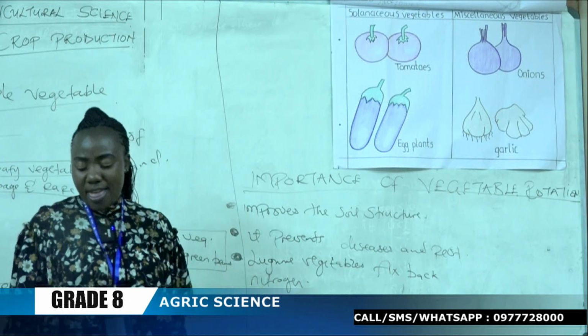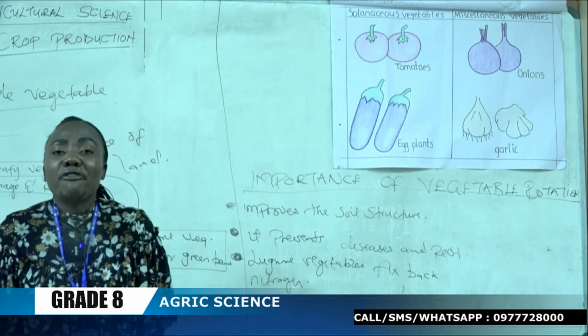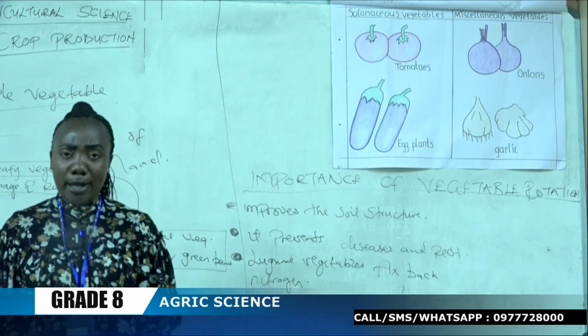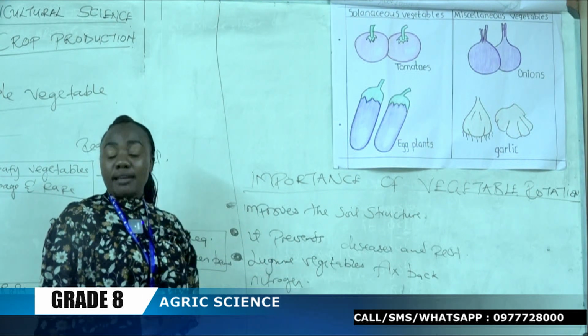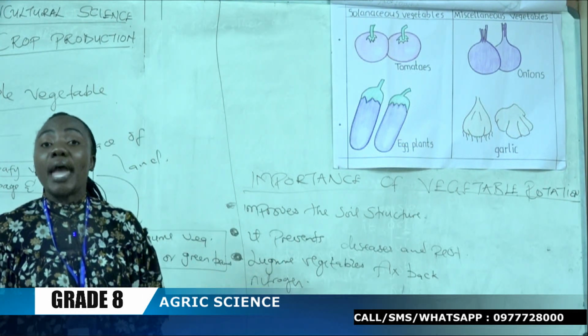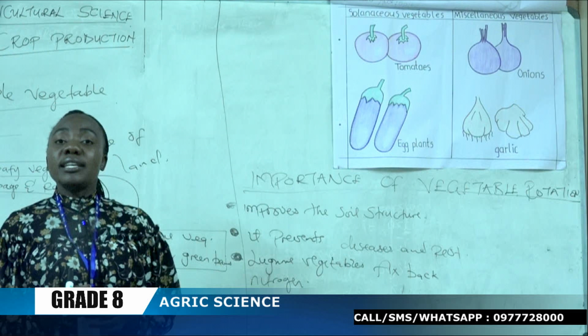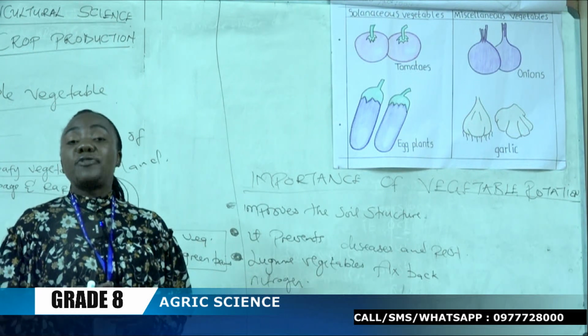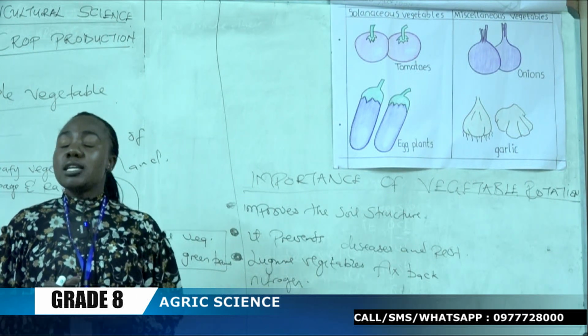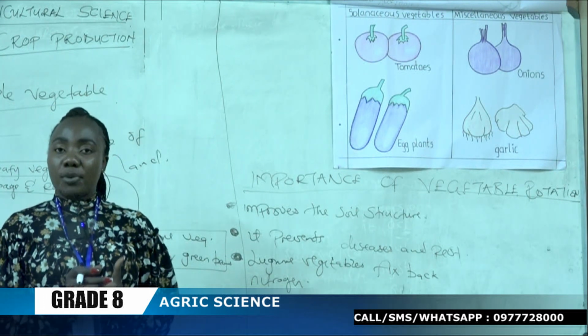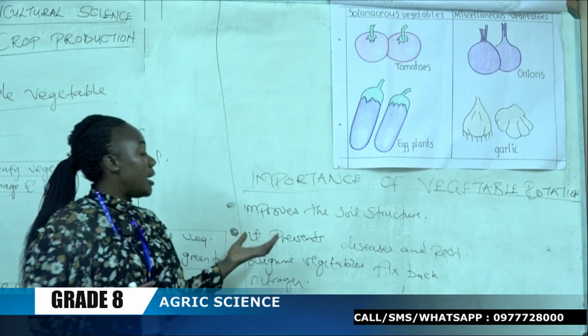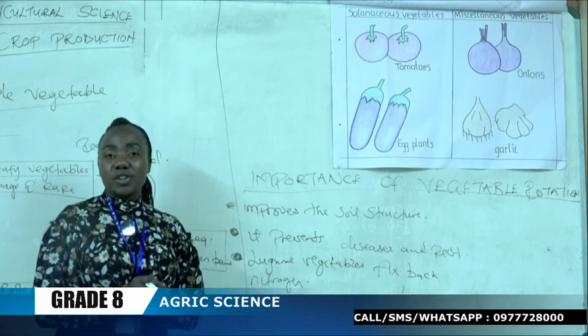But how is nitrogen fixed back in the soil? Okay, so nitrogen is fixed back in the soil with the help of rhizobium bacteria. And this rhizobium bacteria is found in the root nodules. And these root nodules are found at the end of the roots. Are we together? So that's how legume fixes back nitrogen.